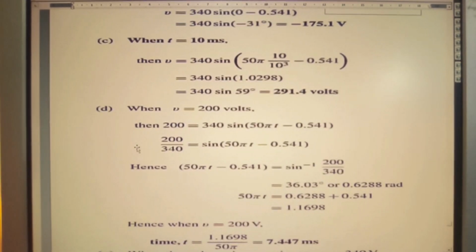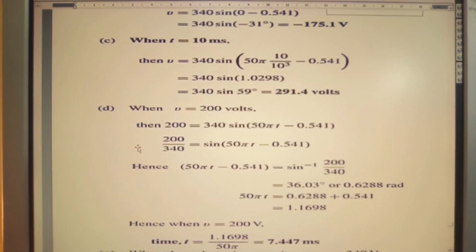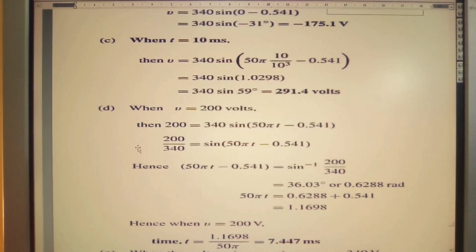Okay, again, this is just working out. Again, apply the principles and calculations to find the correct answer.